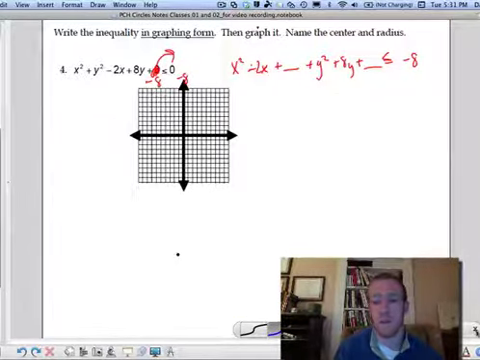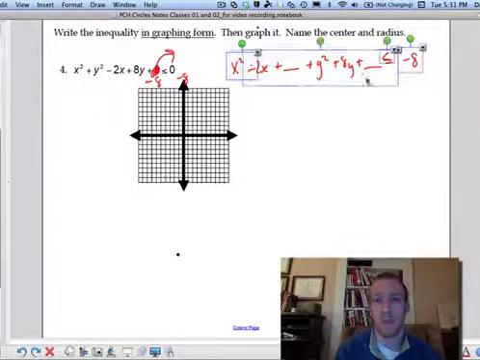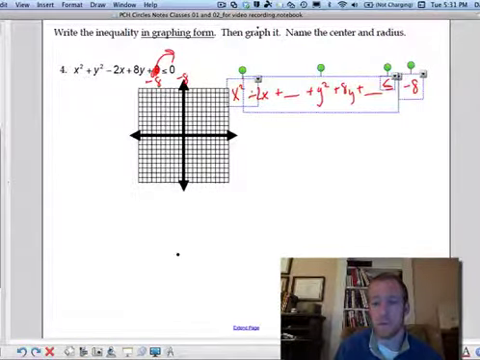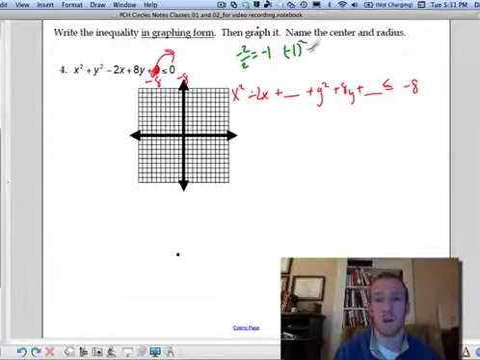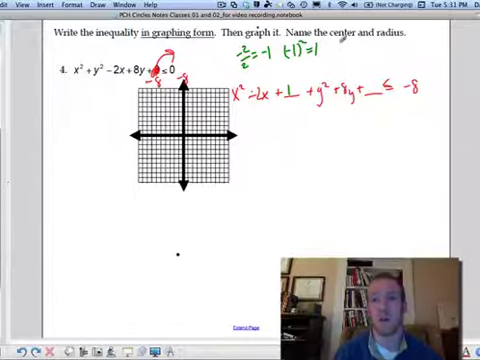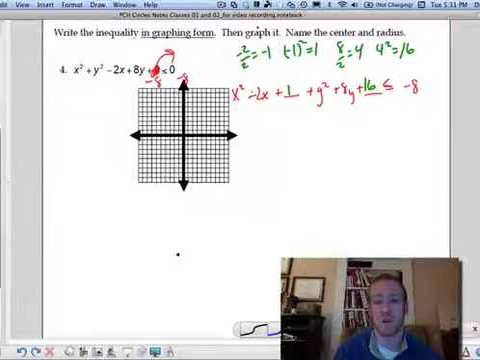So negative 2, I don't want to write that there, sorry. Negative 2 divided by 2 equals negative 1. Negative 1 squared is 1, so I've got to add 1 here. 8 divided by 2 equals 4. 4 squared equals 16. So that's 16. This is a prerequisite skill. We've done this already this year, so that's why I'm not spending a lot of time doing it.